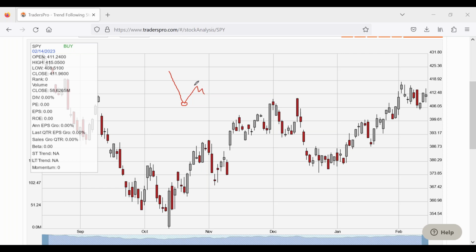Wave two is that recognition that maybe you're in a trend reversal. Wave three is the most powerful wave. Wave four is kind of a surprising disappointment.